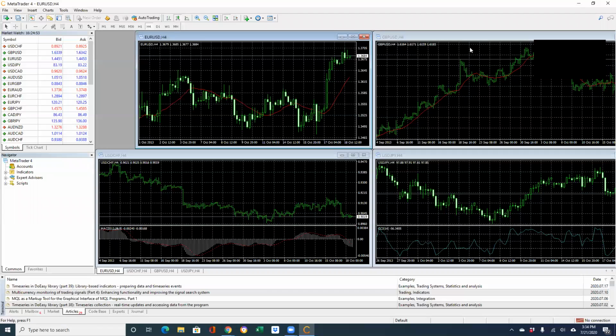All right, guys. So what is Forex? Forex stands for the foreign exchange. Foreign exchange is the market where you're allowed to trade currency pairs, crypto pairs, and stocks. Mainly, it's used for currency pairs.